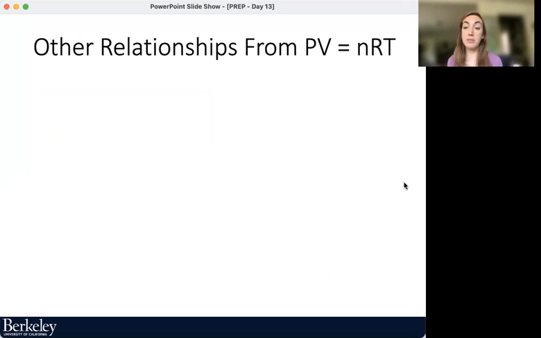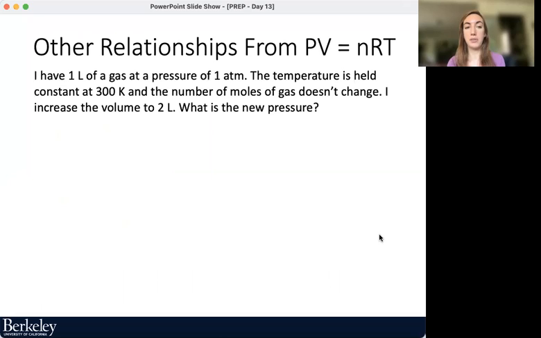So once you know the ideal gas law, you can get all sorts of other relationships from it. If I have a liter of gas at a pressure of 1 atmosphere, and I don't change the temperature or the amount of gas, but I increase the volume, I can try to figure out the new pressure. So how do I do that?